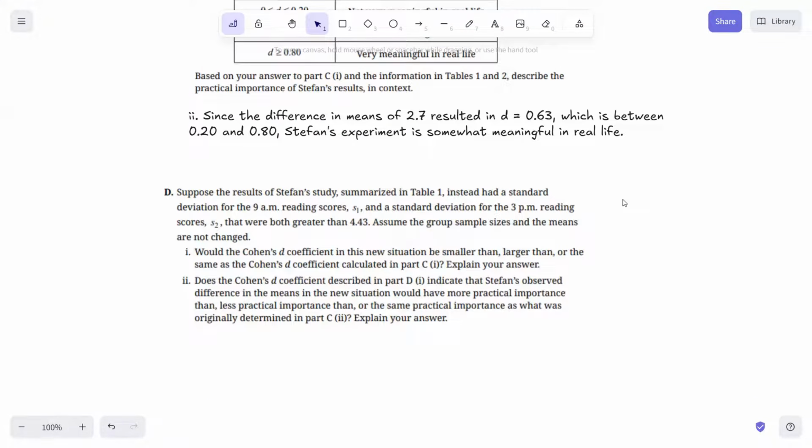There's one more part to this question, part D. Suppose the results of Stephan's study summarized in Table 1 instead had a standard deviation for the 9 a.m. reading scores S1 and standard deviation for the 3 p.m. reading scores S2 that were both greater than 4.43. Assume the group sample sizes and the means are not changed. Would the Cohen's D coefficient in this new situation be smaller than, larger than, or the same as Cohen's D coefficient calculated in part C?